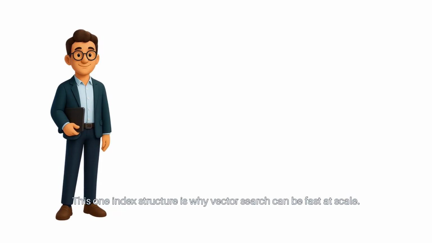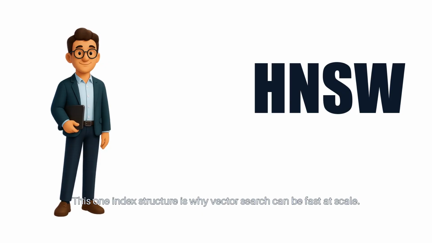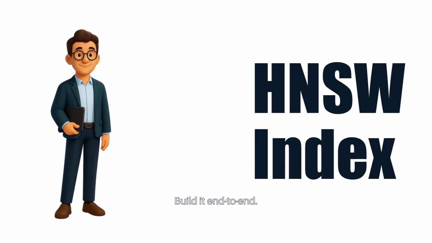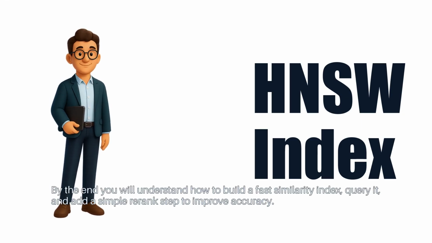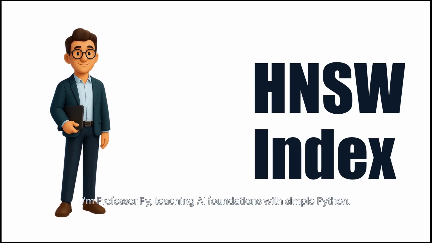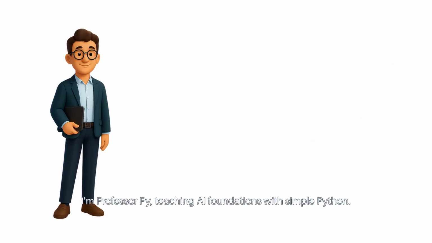This one index structure is why vector search can be fast at scale. Build it end to end. By the end, you will understand how to build a fast similarity index, query it, and add a simple re-rank step to improve accuracy. I'm Professor Pi, teaching AI foundations with simple Python.